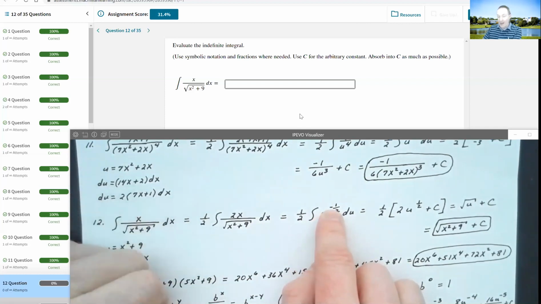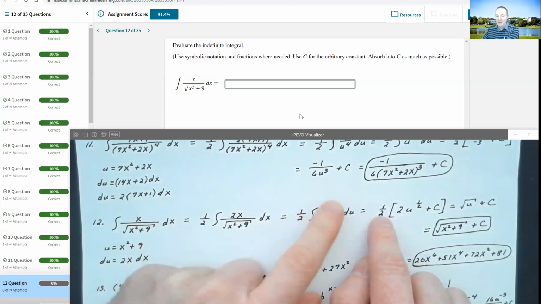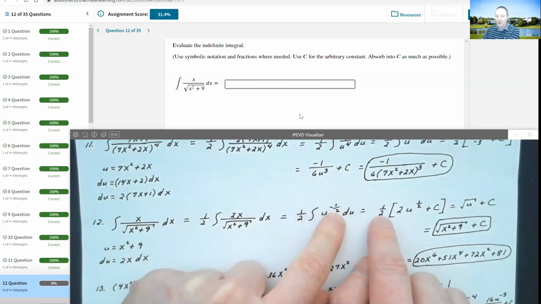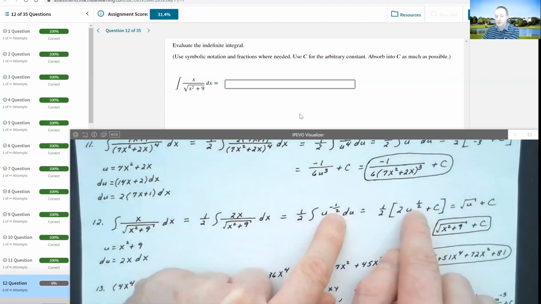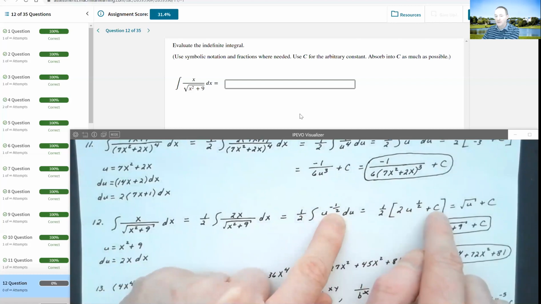Now we have to use the power rule to integrate this. I'll have my 1/2 out on the front, and then the integral of u to the negative 1/2 is u to the negative 1/2 plus 1 goes to u to the 1/2. If you divide by that new exponent, division by 1/2 is the same thing as multiplication by 2. And then I'll say plus the constant of integration.